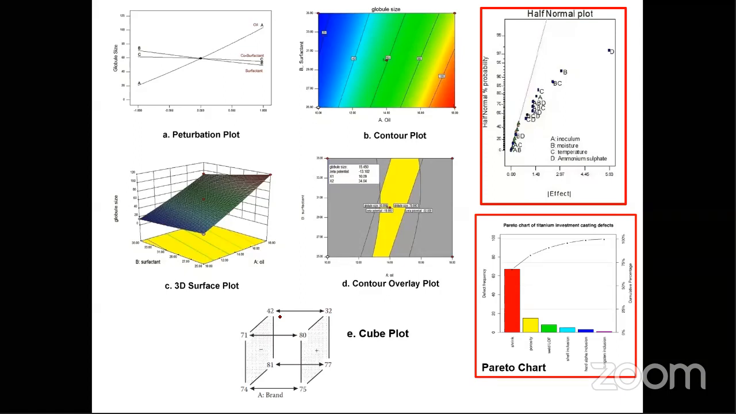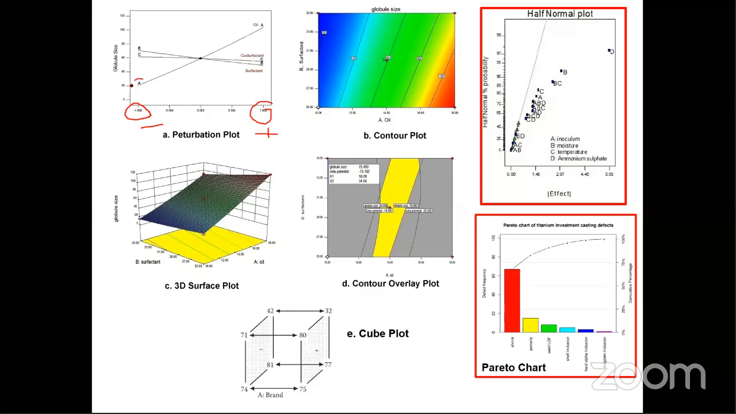What are the graphs? First one is the perturbation plot. So you can see the graphs here. For all these graphs, please don't forget the basics, x-axis and y-axis only, nothing else. But the use and how we interpret the values will change. So on the x-axis, I have taken all the factor levels, that is minus, plus. I'm not talking about the true values, it is only the coded values.